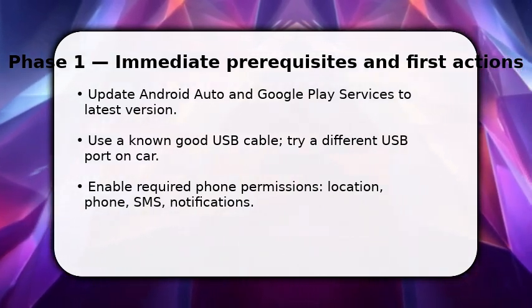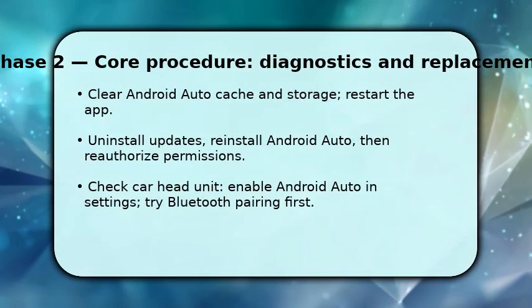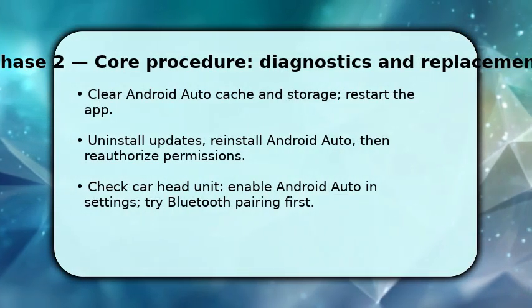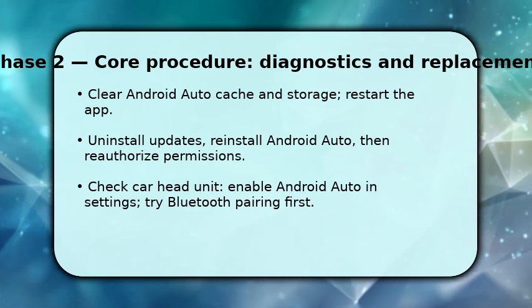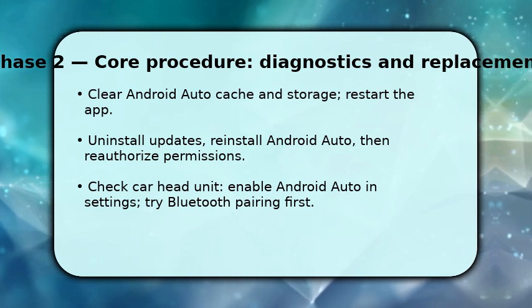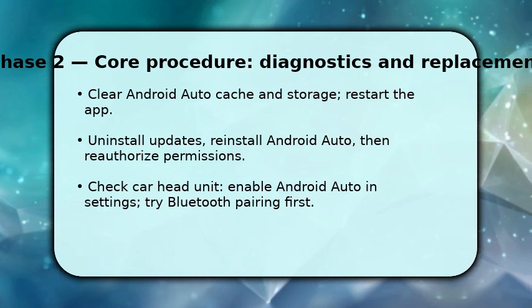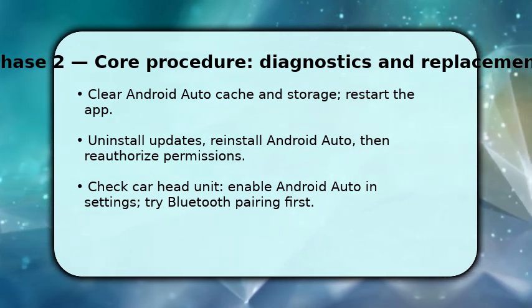Don't stop at a reboot. Now dig into app and car settings to fix persistent errors. Clear Android Auto cache and storage, then force stop and reopen the app. This removes corrupt temp data. If that fails, uninstall updates and reinstall, then reauthorize permissions so the app can access necessary services.